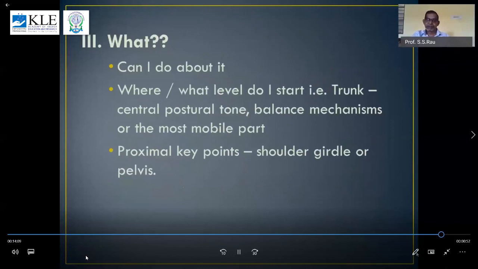Now, once you have assessed it, then we have to think, what can we do about it? What level do I start? Should I start at the trunk to gain central postural tone, or gaining the balance mechanisms, or the most mobile part? We can use the proximal key points of the shoulder girdle or the pelvis. We have to take a decision there.